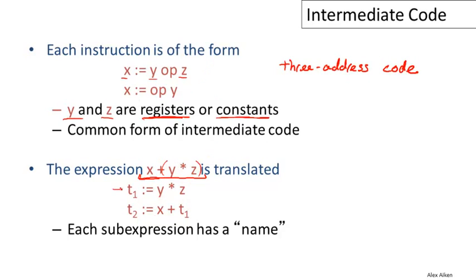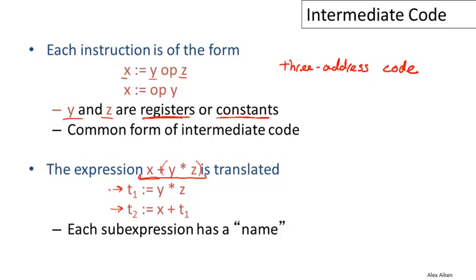We'd have to first compute y times z and assign that to a new register, or a temporary, T1, to hold the intermediate value. And then we would have to use T1 to compute x plus T1, which of course is the value of the entire expression, and that would end up getting stored in another register.